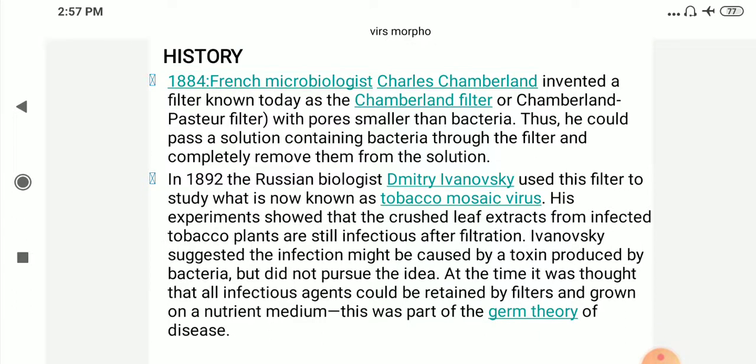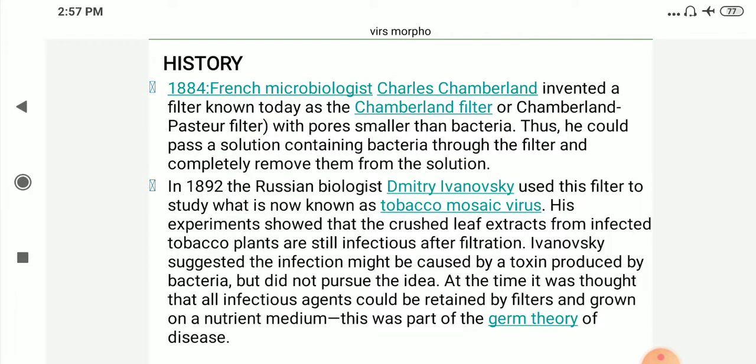So these viruses sometimes act as living organisms, or sometimes act like non-living organisms. Let's look at the history of viruses. First, the French microbiologist Charles Chamberland invented a specialized filter chamber called the Chamberland filter, and from that he started in 1884 to isolate viruses.